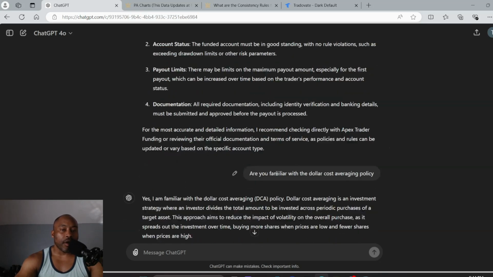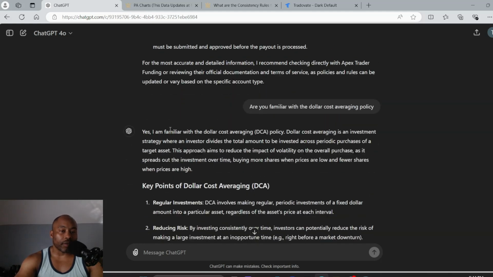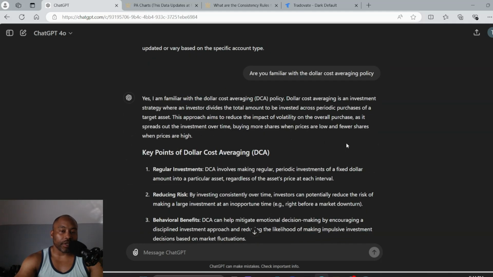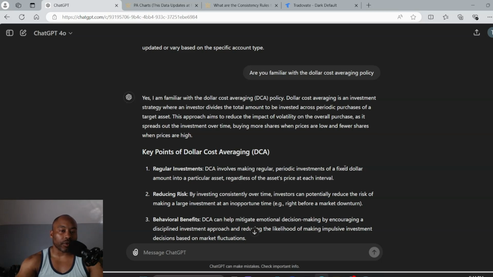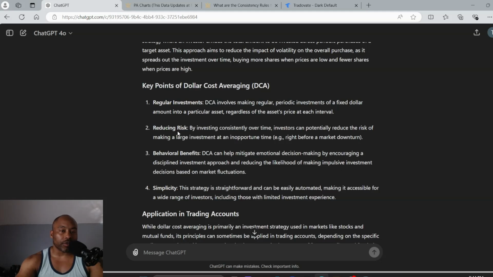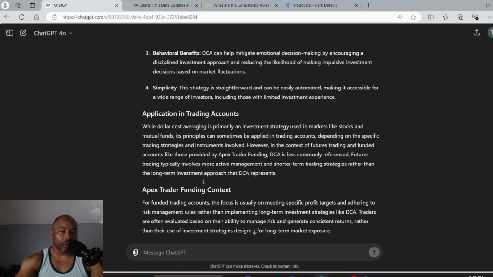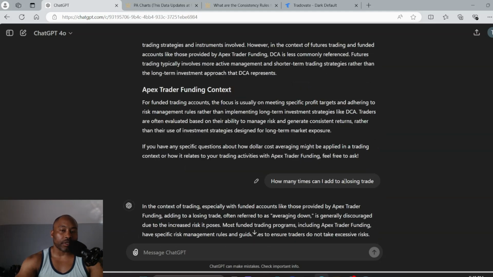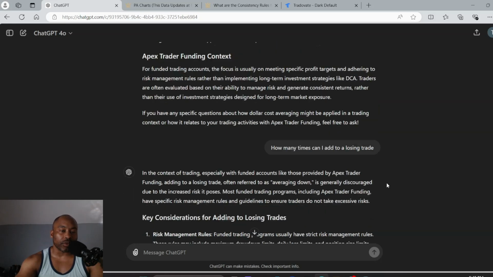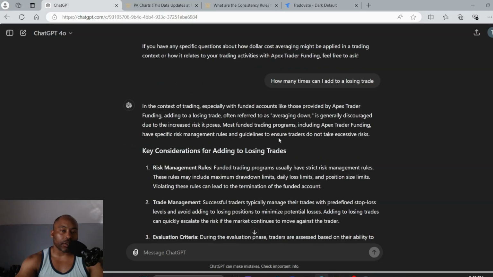So I asked, are you familiar with the dollar cost averaging policy? Yes, I am familiar, but it didn't give me the details of the dollar cost averaging that I was looking for. It just speaks about regular investments, reducing risk, behavior benefits. So next, I said, how many times can I add to a losing trade? I wanted to see if it had that information. And apparently it didn't, because it didn't say that I can add only once to a losing trade.